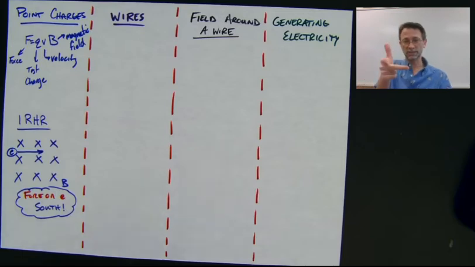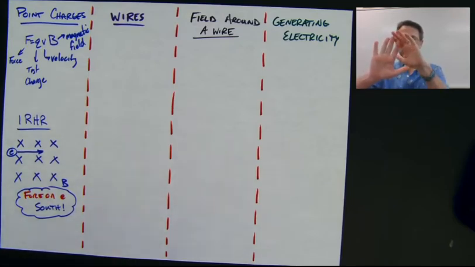Remember: fingers field, thumb velocity, palm force. You could sometimes see it this way, where you would have your three axes represented that way. But what we did was use the palm for the force, fingers for the field, and thumb for the velocity.